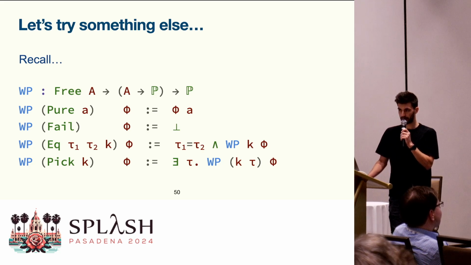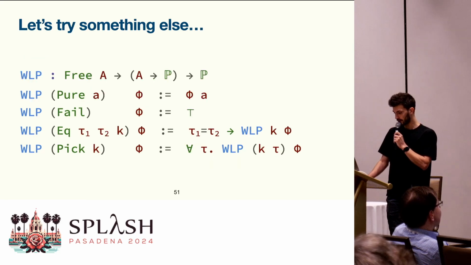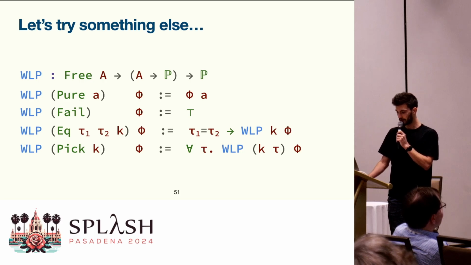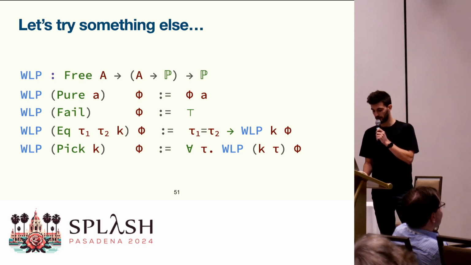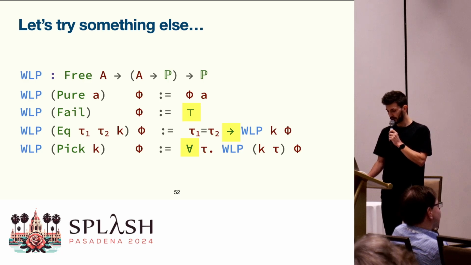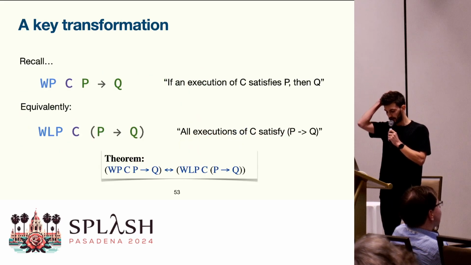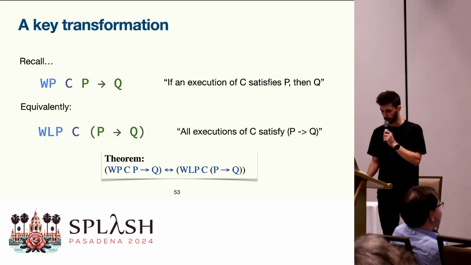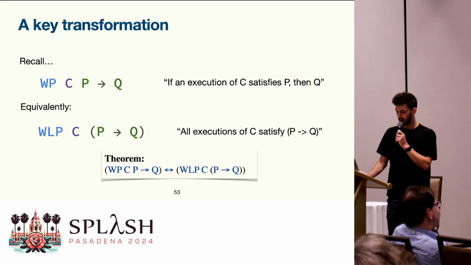So recall we had WP before. We can now define WLP, where we essentially allow failure. So this is liberal in the sense that failure in the constraint is allowed. And we flipped what were previously conjunctions in the E case to implications, and an existential quantifier into a universal quantifier. And what this allows us to do is essentially rewrite statements of the form WP C P, so maybe we should put parentheses here, implies Q, into WLP statements.